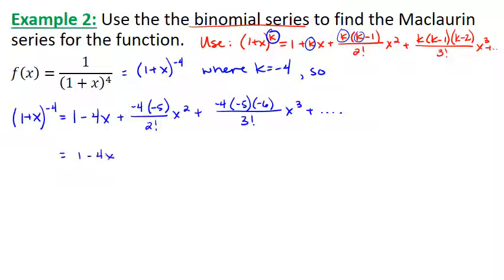So 1 minus 4x. A negative times a negative is positive. And I'm going to leave this as 4 times 5 over 2 factorial times x squared. Then over here, a negative times a negative is positive, times another negative gives me a negative. I'm going to write this as 4 times 5 times 6, all over 3 factorial times x cubed. So we want to see what's happening. We want to see if we can come up with some sort of summation that summarizes what we've just found.